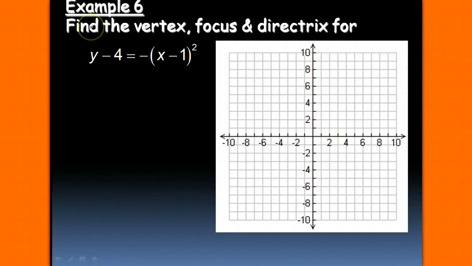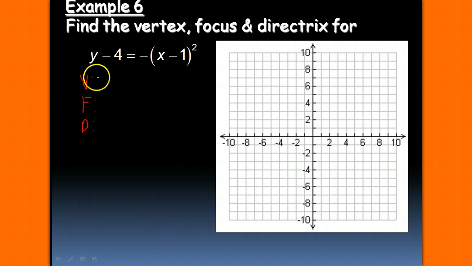So now we're going to move on to example 6, where we're again going to be asked to find the vertex, focus, and directrix for y minus 4 equals negative 1 times x minus 1 squared. So again, we want to find our vertex, our focus, and our directrix. Same things that we did in the last problem, except we've changed the type of formula that we're using.